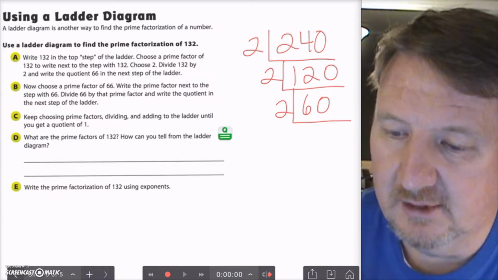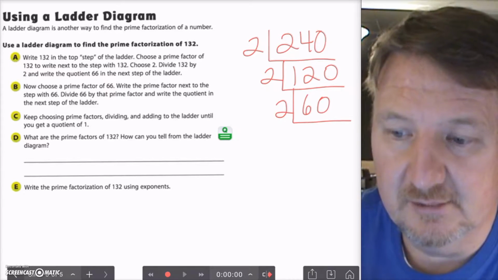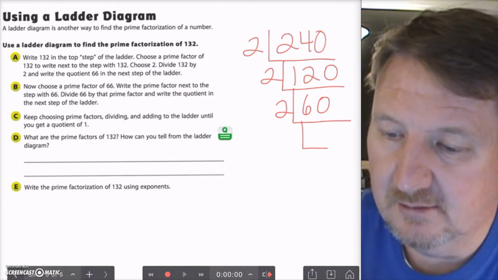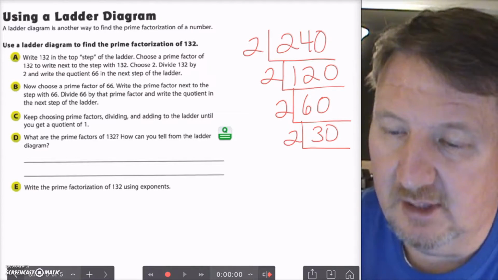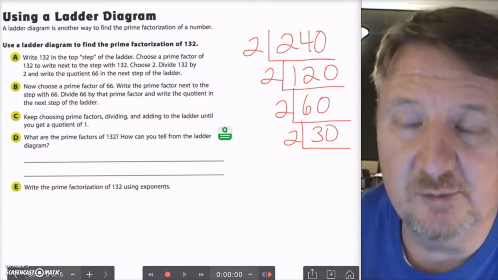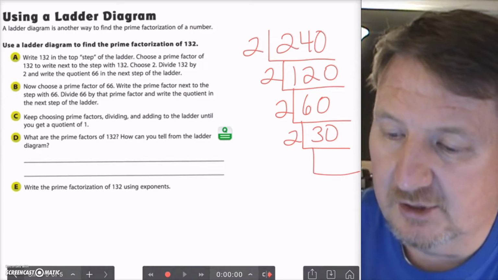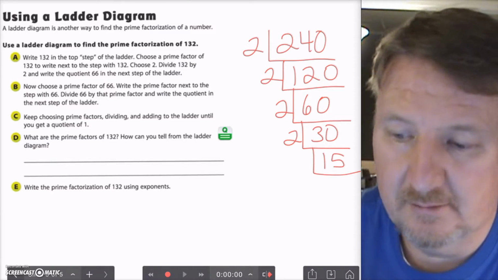So then I say, all right, let's pick another number that'll go into 60. So 2 will go into 60 30 times. And then I want to pick another number. 2, once again, is still my smallest number. I want to stick with small numbers. 2 will go into 30 15 times.